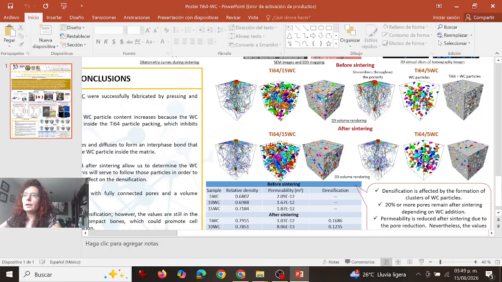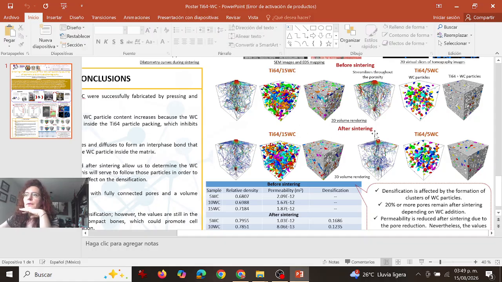We have a 3D volume rendering for the streamlines throughout the porosity. Another one in here for the WC particles when we have 15% of them. And in here is the 3D volume rendering with all the particles, basically.